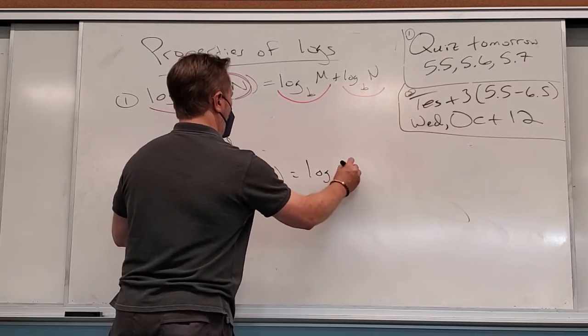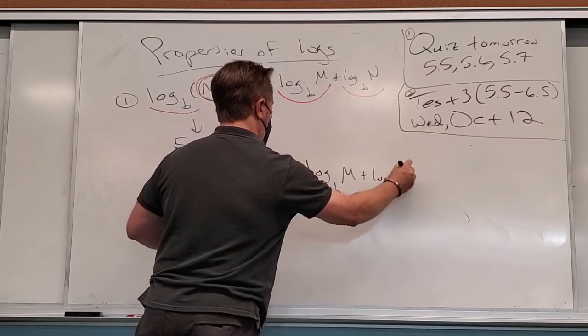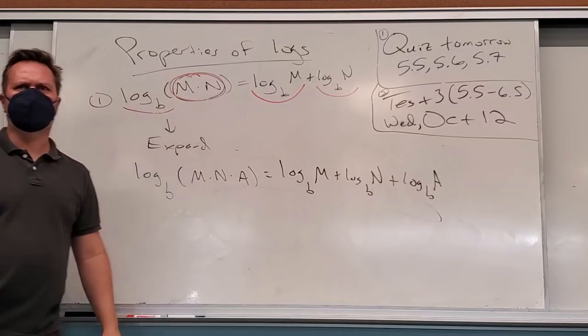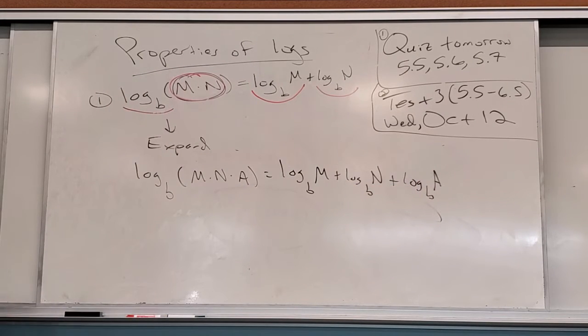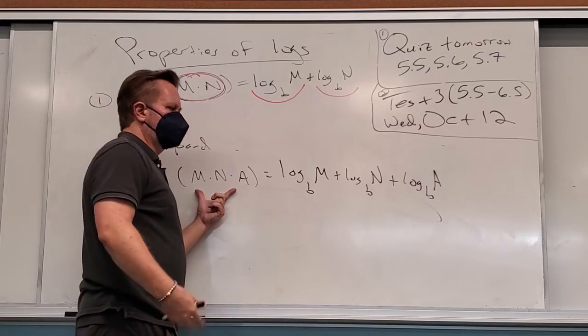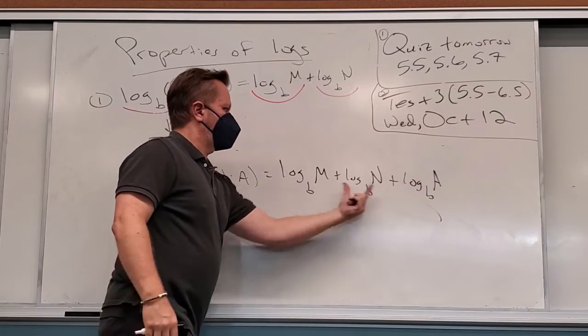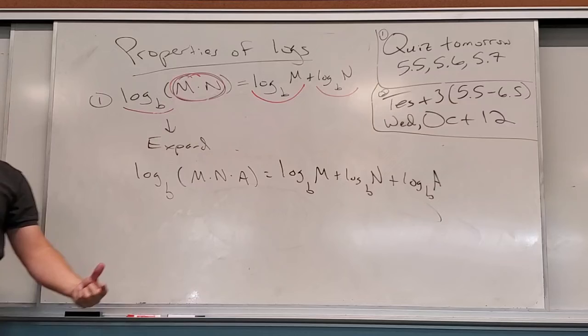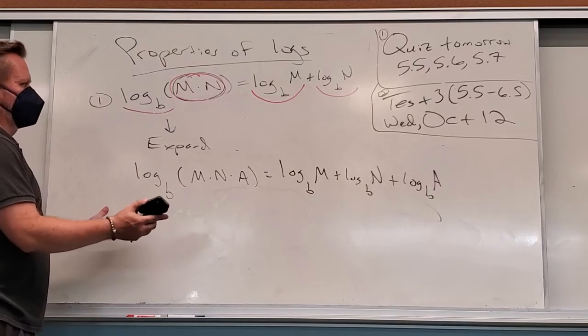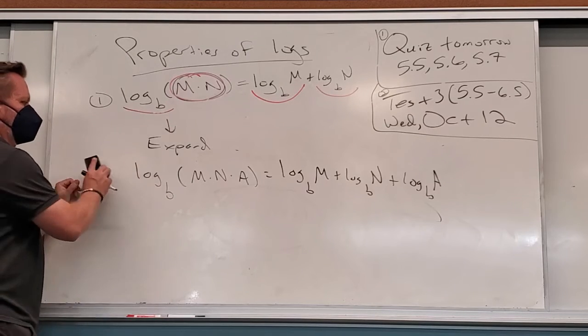Log base b of m plus log base b of n. Log base b of m plus log base b of n. Okay, right? So just to show you, however many products you have inside the log, you make that many sums. So add 3 things in here, and then add 3 things over there. All right, that's great.